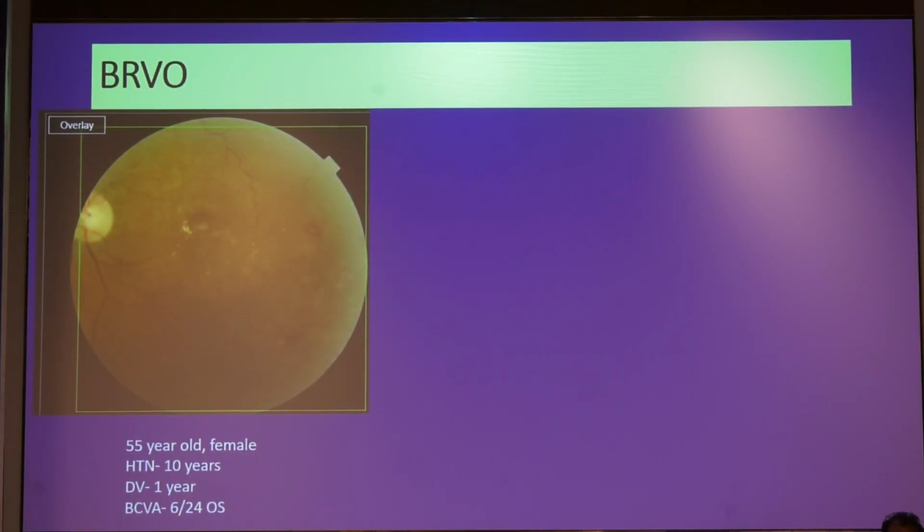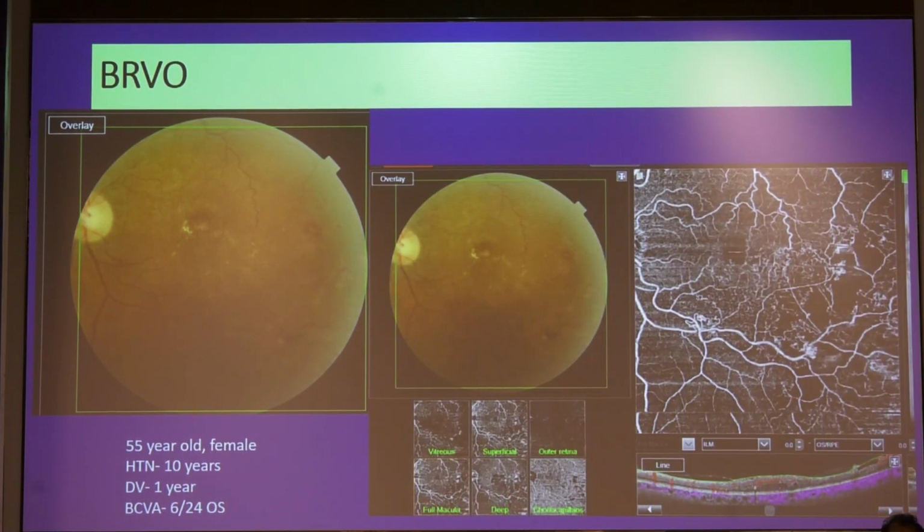Now, this was the first case, a 55-year-old female suffering from hypertension for the past 10 years, with defective vision for 1 year. Best corrected visual acuity was 6/24 in the right eye. As you can see, there is an inferotemporal branch retinal vein occlusion with a suspicious new vessel over here. When we did the angiography, we could see the new vessels over there with the adjoining CNP areas. So this patient who presented for cataract surgery underwent intravitreal injections along with sectoral PRP.